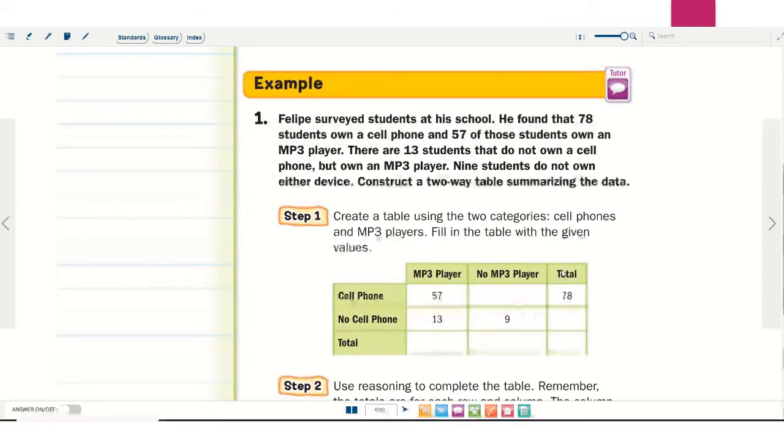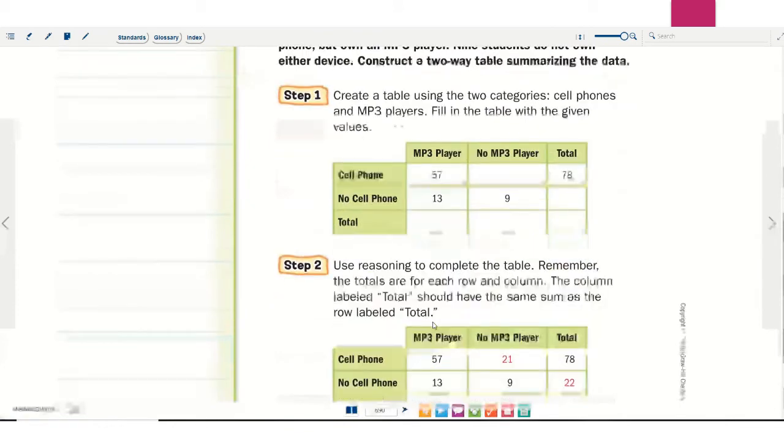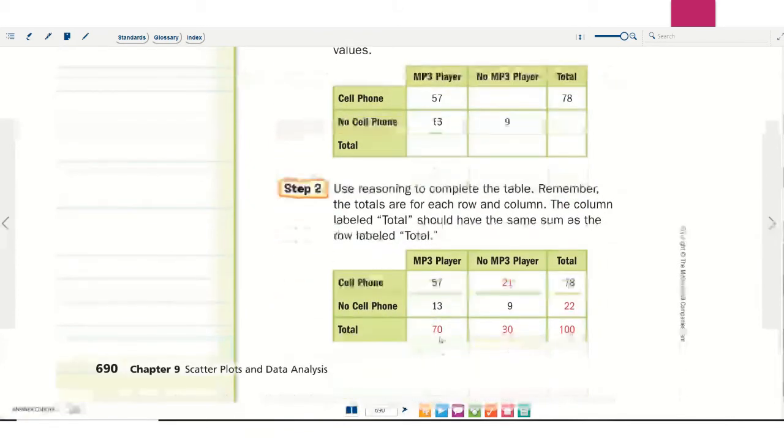Now from there, we can go ahead and finish filling this in. I have that there are 57 students that have cell phones and MP3 players, and I have 13 students who have no cell phone but an MP3 player. So I can go ahead and add those two numbers up. So I should be thinking 57 plus 13. And when I do that, I would come up with 70. I also know that 13 have no cell phone but an MP3 player and 9 have neither. So I should be able to take 13 plus 9 and I can get 22.